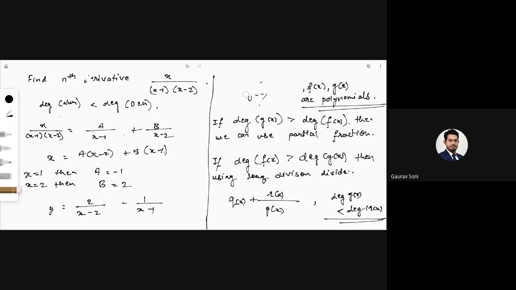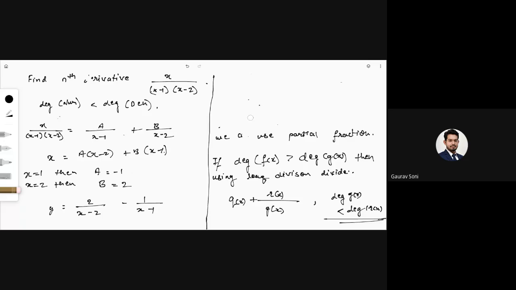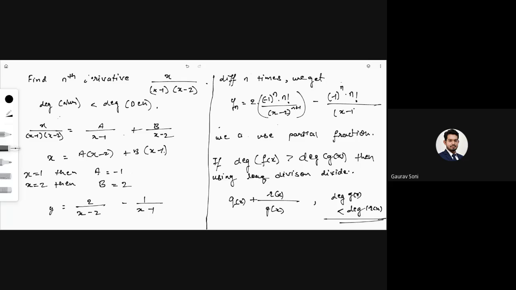So once we have got this, I can take n derivatives. So differentiating n times successively, we get y n will be equal to 2, being constant, will always come outside, and the nth derivative of 1 upon x minus 2 is minus 1 raised to n into n factorial upon x minus 2 raised to n plus 1, minus minus 1 raised to n, n factorial upon x minus 1 raised to n plus 1. Fine. That is our final solution.